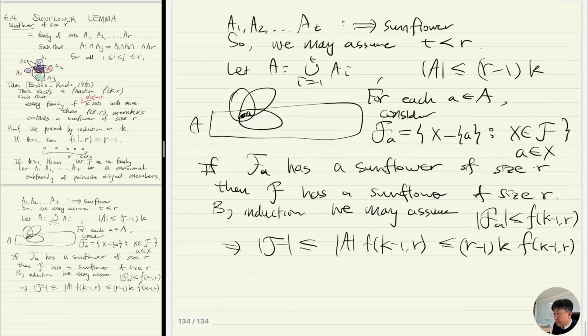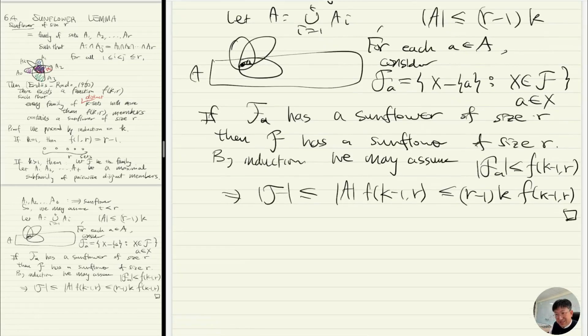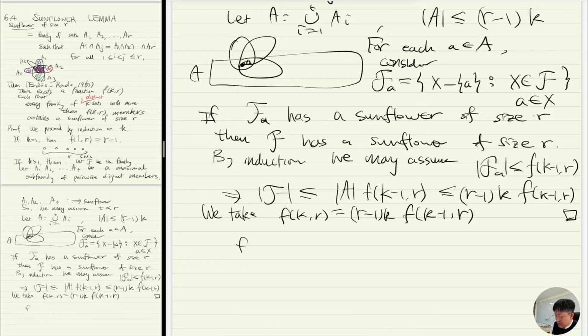All right. So that's the proof. So such a function exists. So we take f(k, r) to be (r minus 1) k times f(k minus 1, r) recursively. So what is this function? It's easy to see that this function, right, you are multiplying r minus 1, k times.